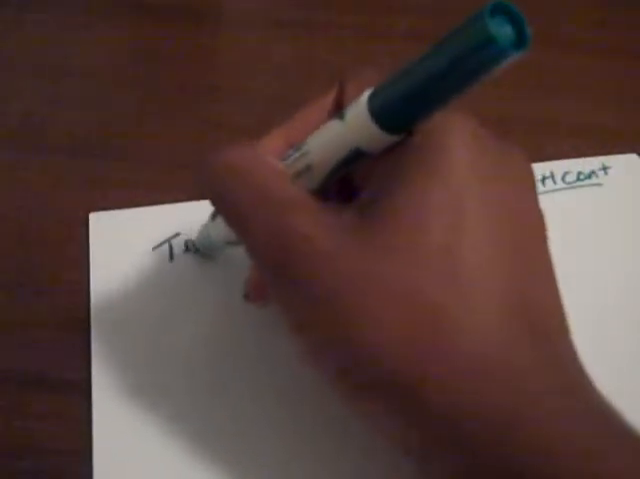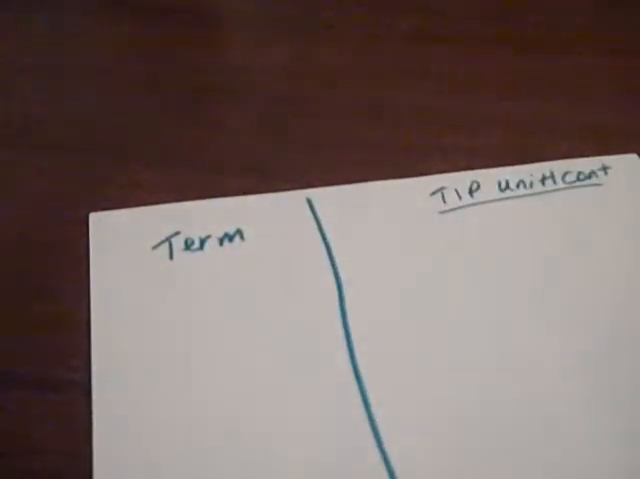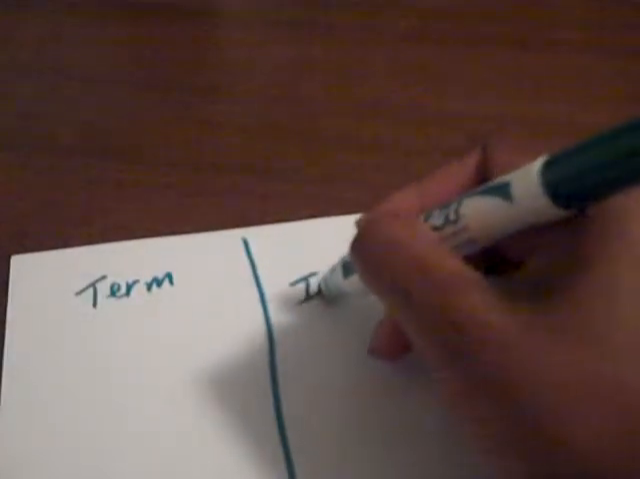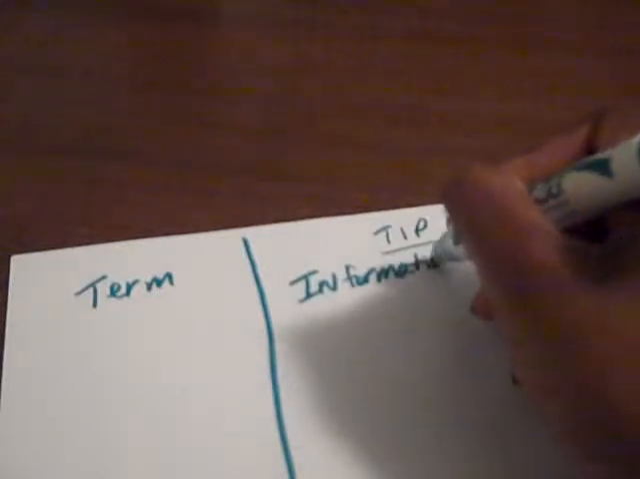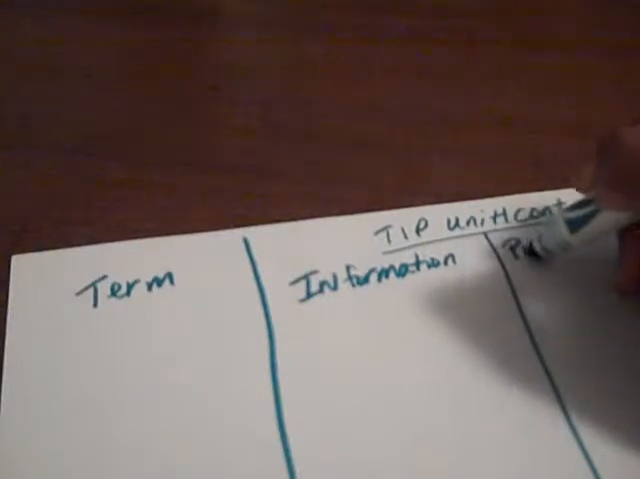Tip Unit 1 continued. Your paper should be set up like we always do, with a column for the term, the information or definition, and in the last column, of course, is your picture.